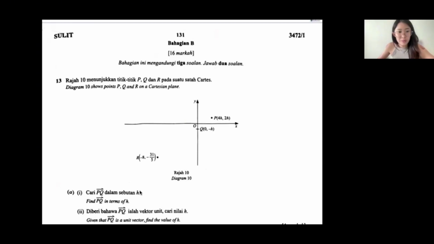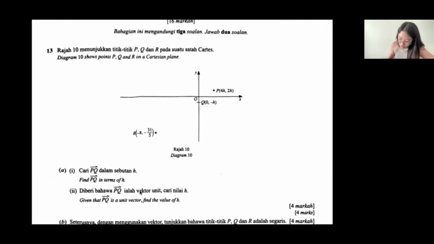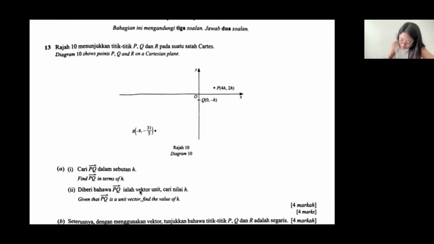Okay, let's go to bahagian B, everybody. Diagram 10 shows points P, Q, R on the Cartesian plane. This is vector, yeah, guys? Find PQ in terms of h. P to Q, PQ is here.